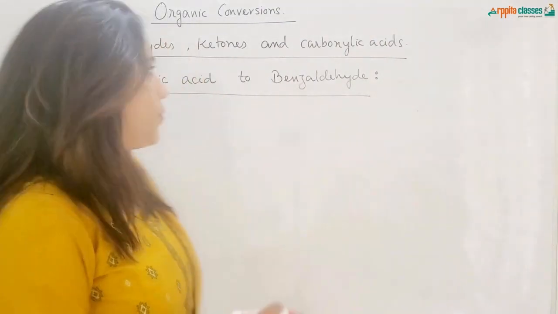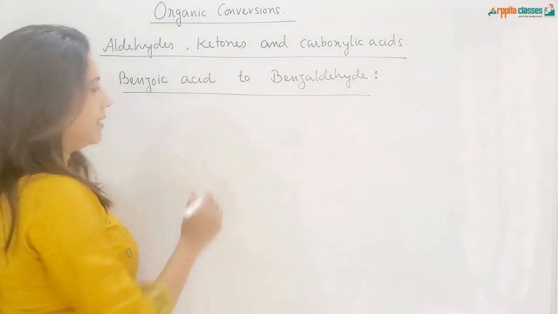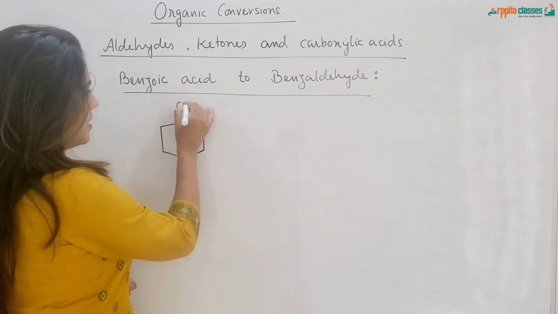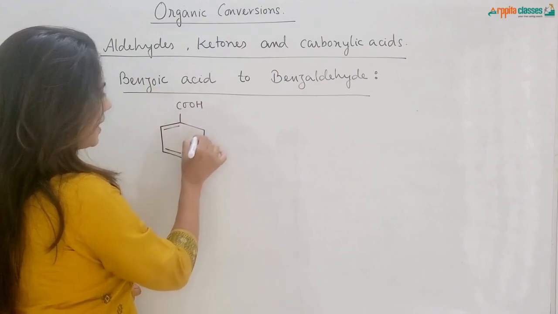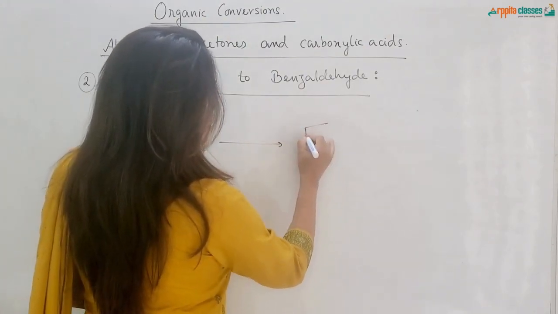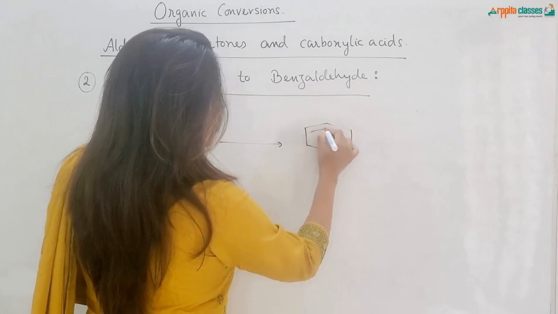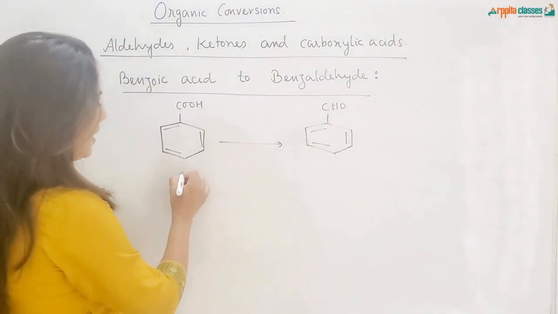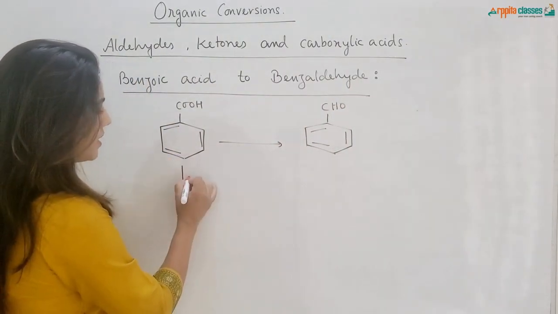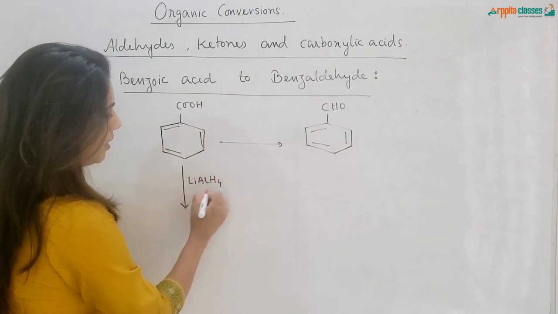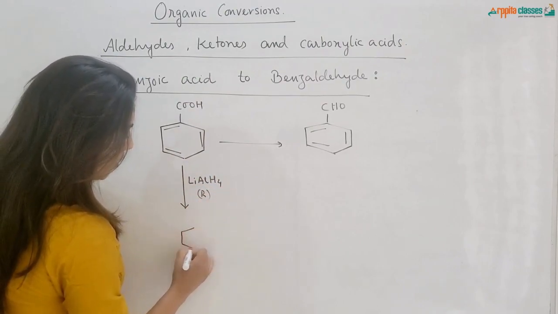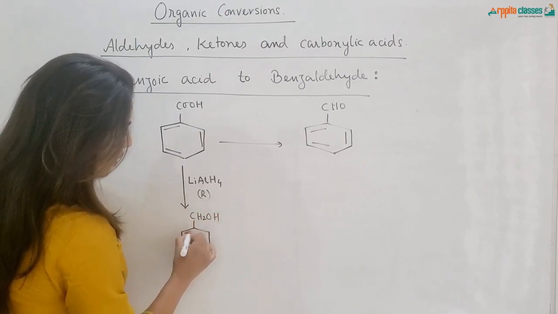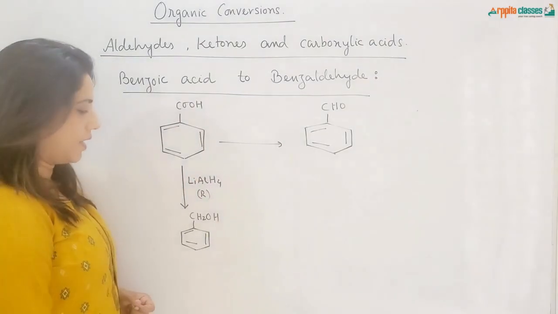The second conversion is from benzoic acid to benzaldehyde. Let us see the structures. Benzoic acid is a COOH group attached to the benzene ring. From here we need to convert this to benzaldehyde, which is a CHO group attached to the benzene ring. So if I reduce this benzoic acid with lithium aluminium hydride, I will get benzyl alcohol. Reduction of carboxylic acid gives alcohol, so primary alcohol. So we get benzyl alcohol.